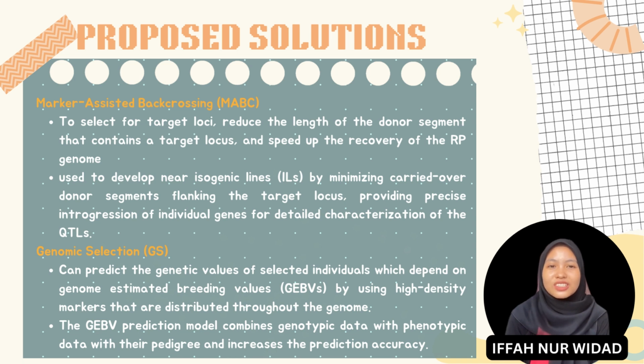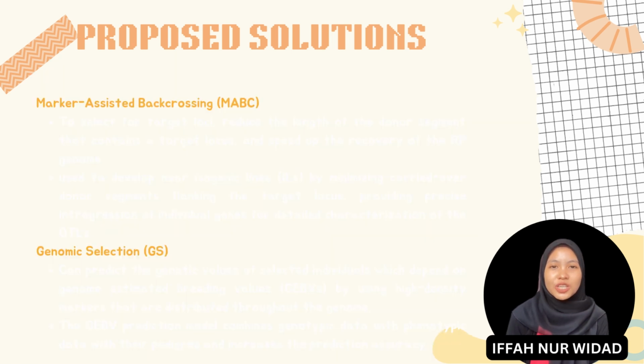The second one is GS. GS can predict the genetic values of selected individuals, which depend on genome estimated breeding values, which is GEBV, by using high density markers that are distributed throughout the genome. The GEBV prediction model combines genotypic data with phenotypic data and pedigree, and increases the prediction accuracy.